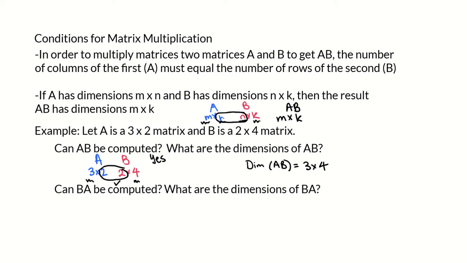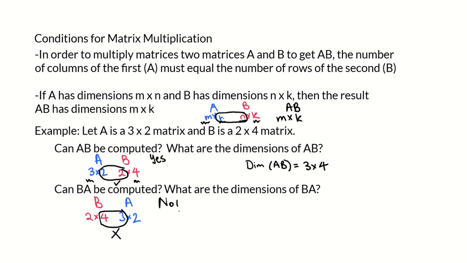Second, can BA be computed? Now we'll write it in the opposite way. So B comes first now. The order does matter, so 2 by 4 is the dimensions of B, and then A has dimensions 3 by 2. So in order to multiply these matrices, we check the middle numbers. They need to match, but they do not in this case. So can BA be computed? No. And that means that we can't find the dimensions of BA since it cannot be computed.